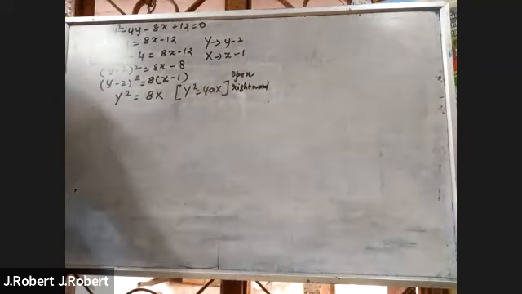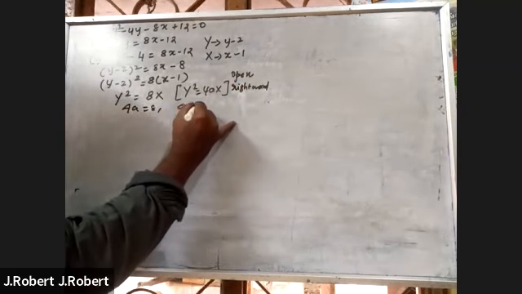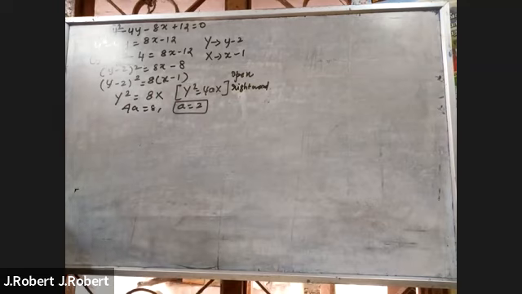So y squared is equal to 8x. Our 4a is equal to 8, and your a is equal to 2. For y squared is equal to 8x, then your 4a is equal to 8.